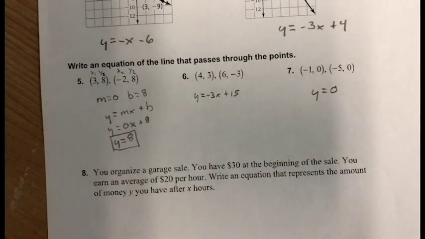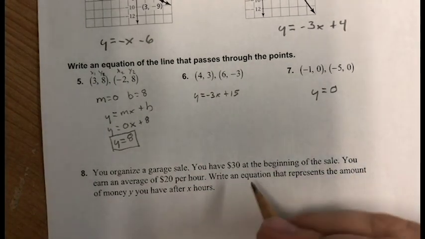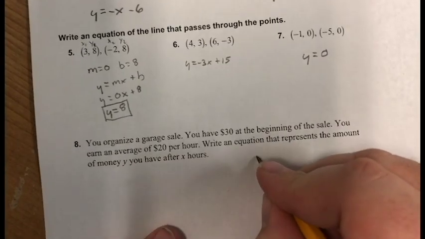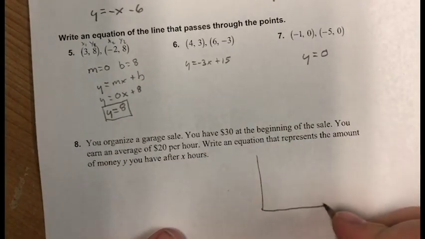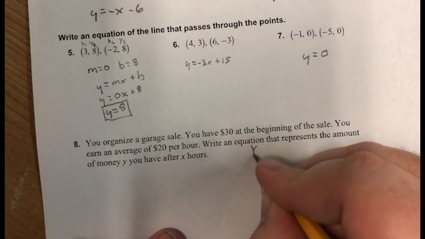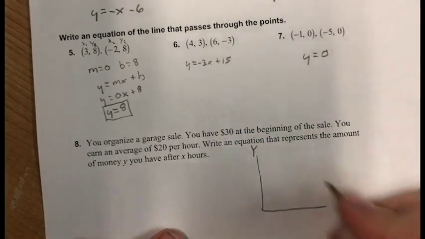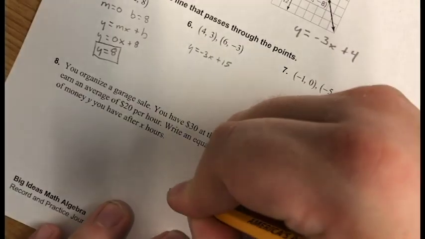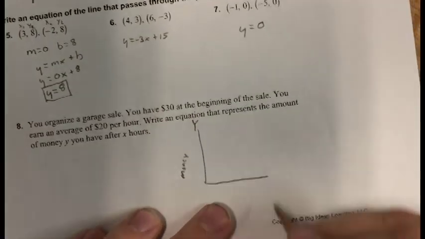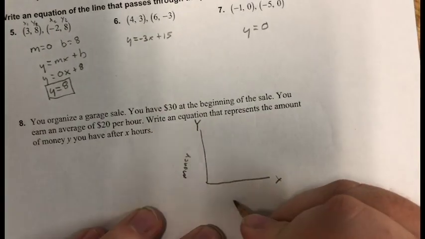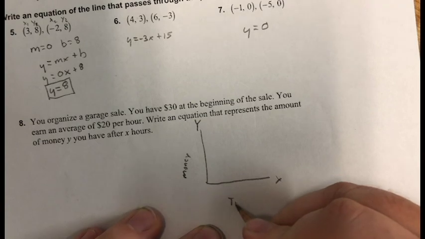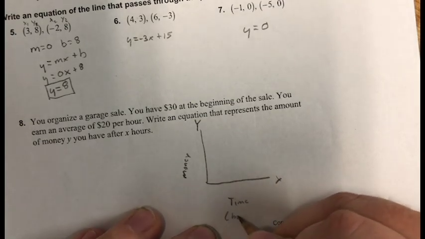So I will give you a little bit of an extra hint. It says that you have Y money. So if I were to draw a graph, my y-axis would represent money. This would be my money side. And this would be my time side, in hours to be more specific.